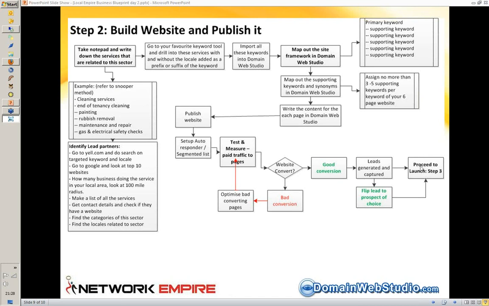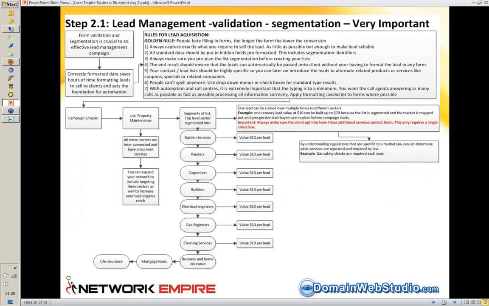So the next thing we want to talk about is lead management, validation and segmentation, and this is probably the most important part of this whole course. A few things to think about when you're creating your lists. One, you need form validation and segmentation, because it's crucial to an effective lead management campaign.